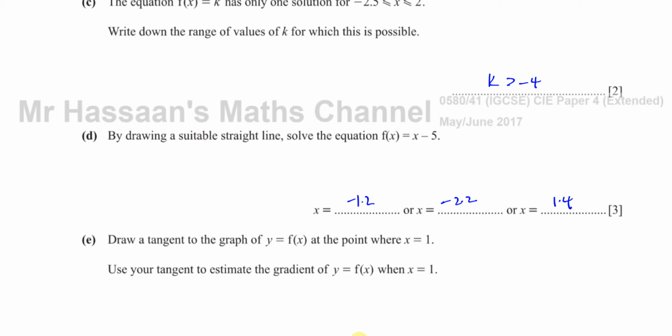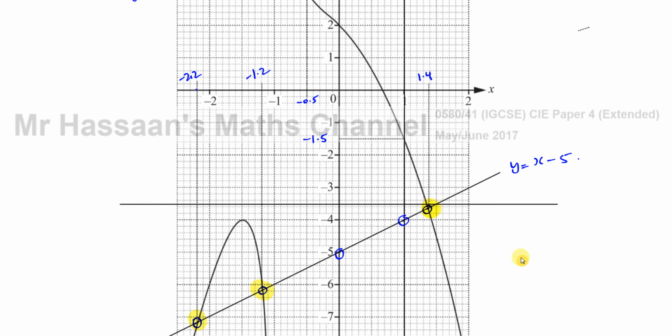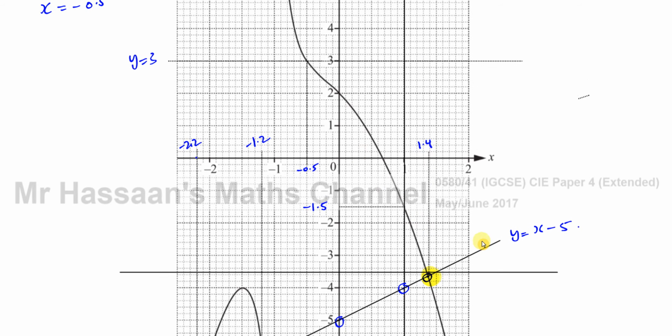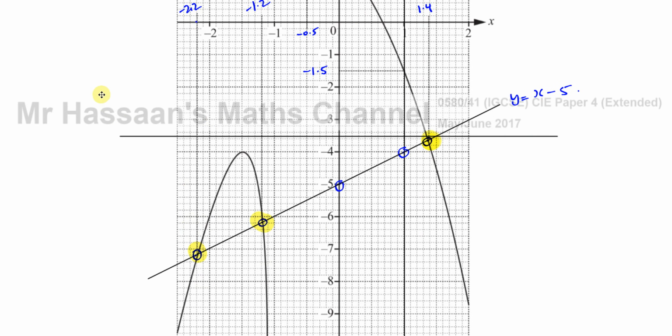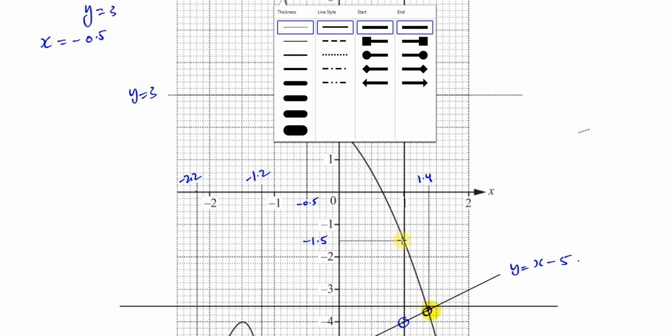Okay, so we've got to draw the tangent to this graph when x equals 1. So we go to the point x equals 1 and we draw a tangent. We draw a tangent, which is basically a straight line which, at the point where it's supposed to be the tangent, just touches or brushes past the curve without cutting through it. And it has the same gradient as the curve.